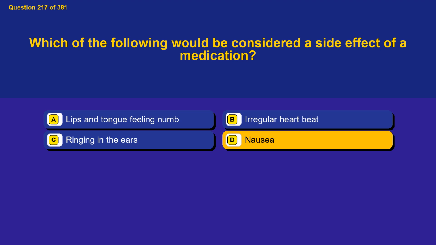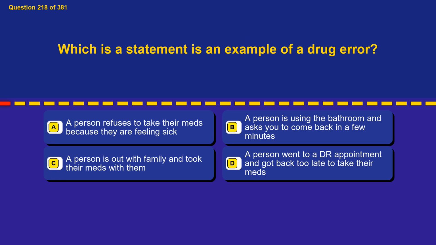The correct answer is option D. Nausea. Question 218. Which statement is an example of a drug error? Option A. A person refuses to take their meds because they are feeling sick. Option B. A person is using the bathroom and asks you to come back in a few minutes. Option C. A person is out with family and took their meds with them. Option D. A person went to a DR appointment and got back too late to take their meds.